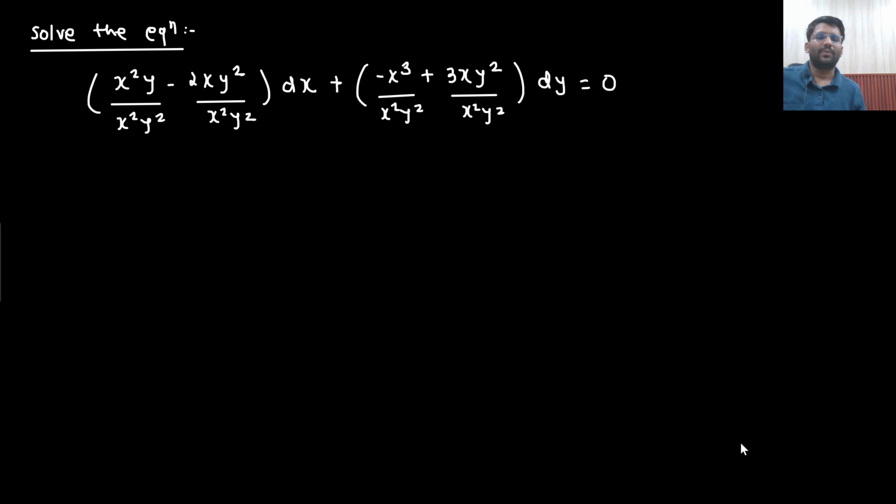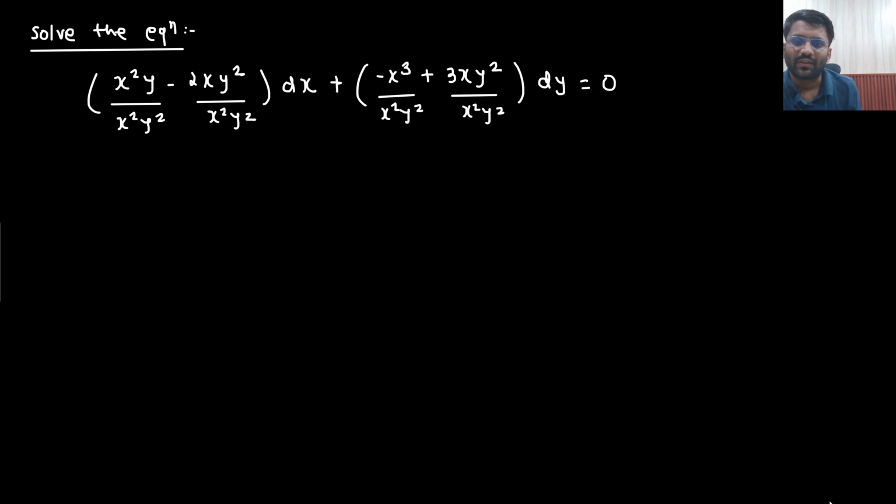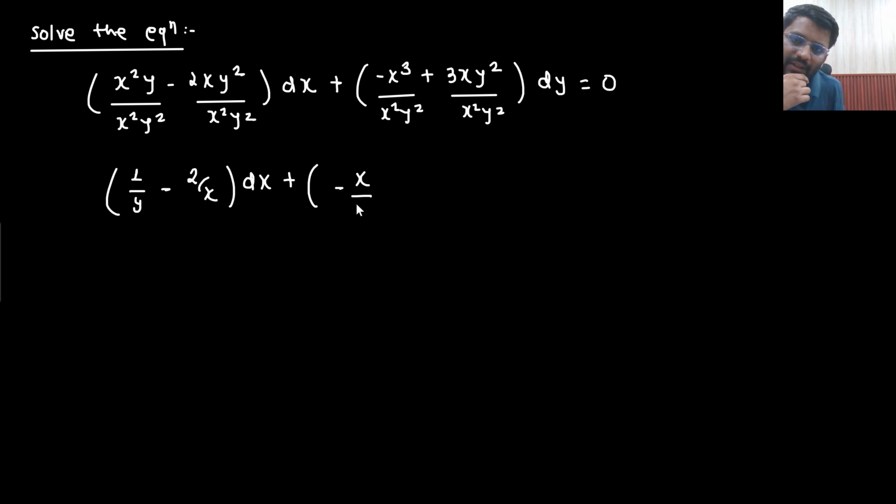Equals 0. Okay. x square y minus 2xy square. This minus sign I have taken inside, so plus minus x cube plus 3x square y, divided by x square y square. So what answer are you getting? 1 upon y minus 2 by x, dx, plus minus x by y square plus 3 by x, dy, equals 0.